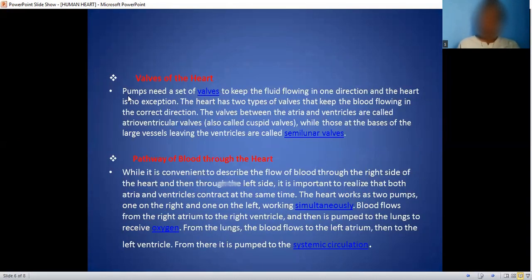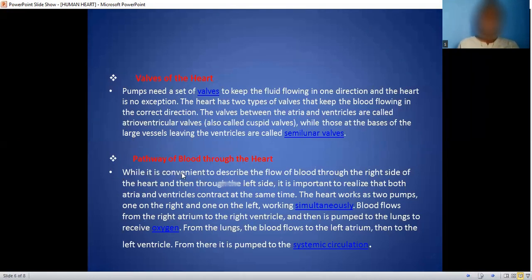Valves of the heart. A pump needs a set of valves to keep the fluid flowing in one direction, and the heart is no exception. The heart has two types of valves that keep the blood flowing in the correct direction. The valves between the atria and the ventricles are called atrioventricular valves, also called cuspid valves, while those at the base of the large vessels leaving the ventricles are called semilunar valves.